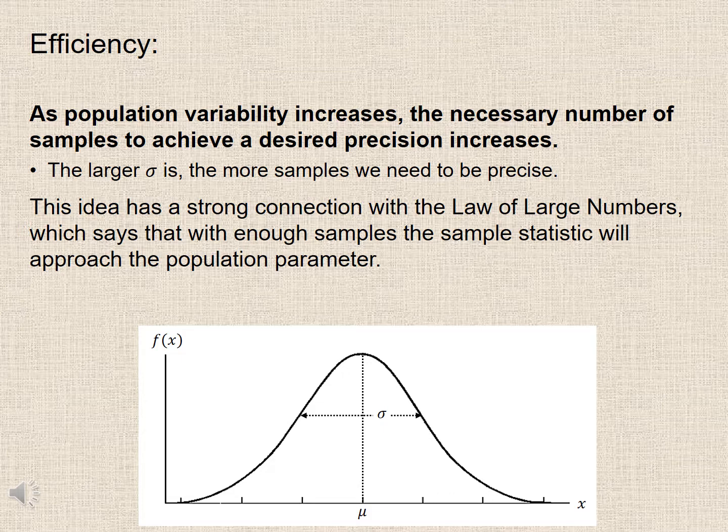This idea has a strong connection with the law of large numbers, which says that with enough samples, the sample statistic will approach the population parameter. When the standard deviation is high, however, the amount of samples required to be enough increases.